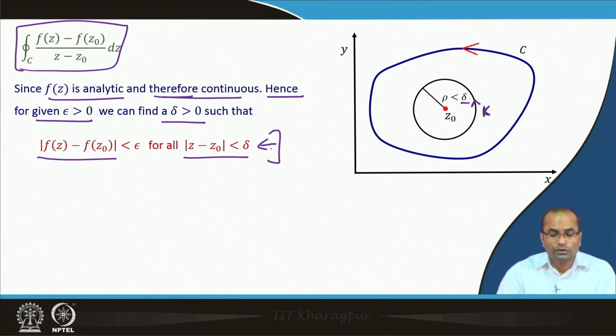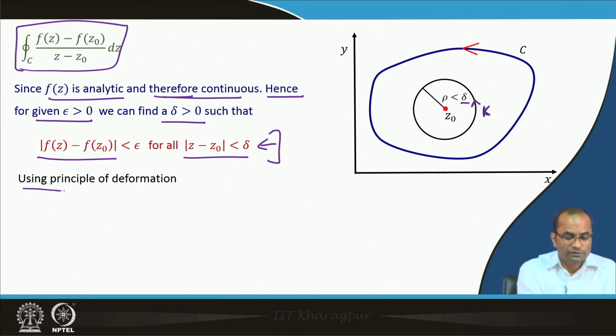And now, we have enclosed this point z0 by a circle whose radius is rho, and rho is even less than delta. So, for a given delta we can choose a rho where rho is less than delta, and we can enclose this z0 by this circle of radius rho.